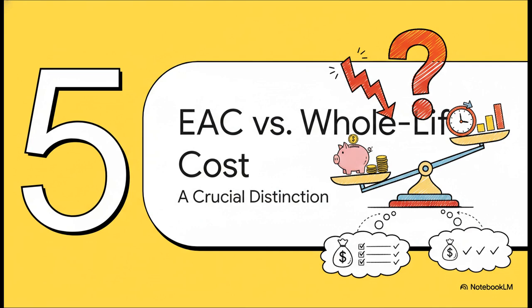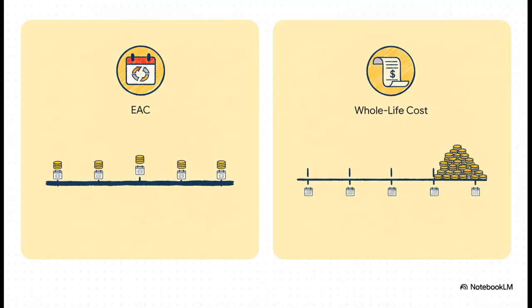Now, this brings up a really common question, and it's a critical point we need to clarify. How is EAC different from something called whole life cost? They sound kind of similar, but they actually serve very different purposes. So here's the key difference. EAC gives you that annualized subscription fee. It's your yearly cost, which is perfect for comparing different options. Whole life cost, on the other hand, gives you the total ticket price for the entire ride, from the day you buy it to the day you get rid of it. It's one giant number that captures every single cost over the full lifespan.